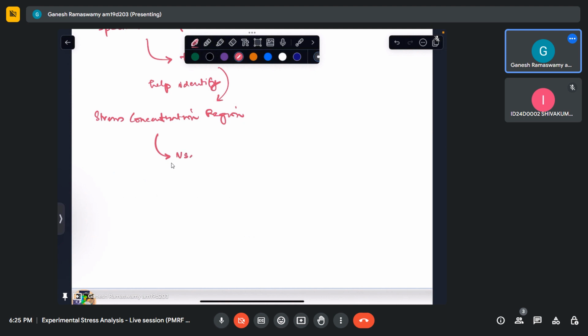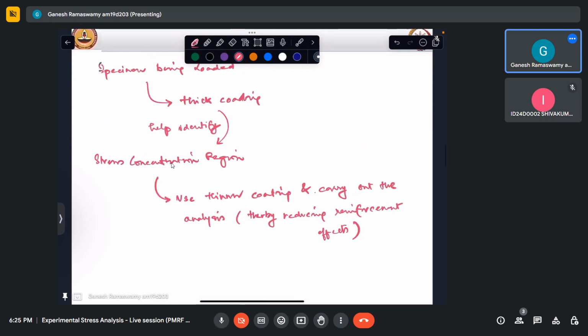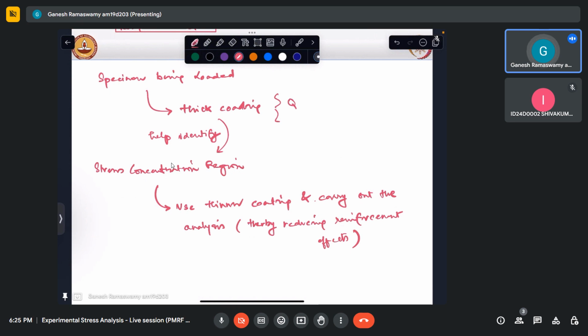Use a thinner coating and carry out the analysis, thereby reducing reinforcement effects. Here it is only a qualitative identification.